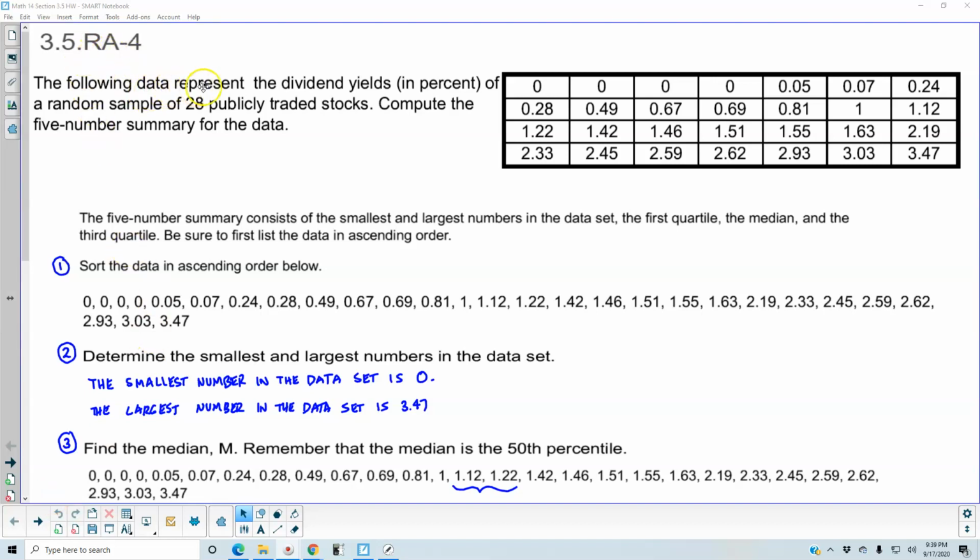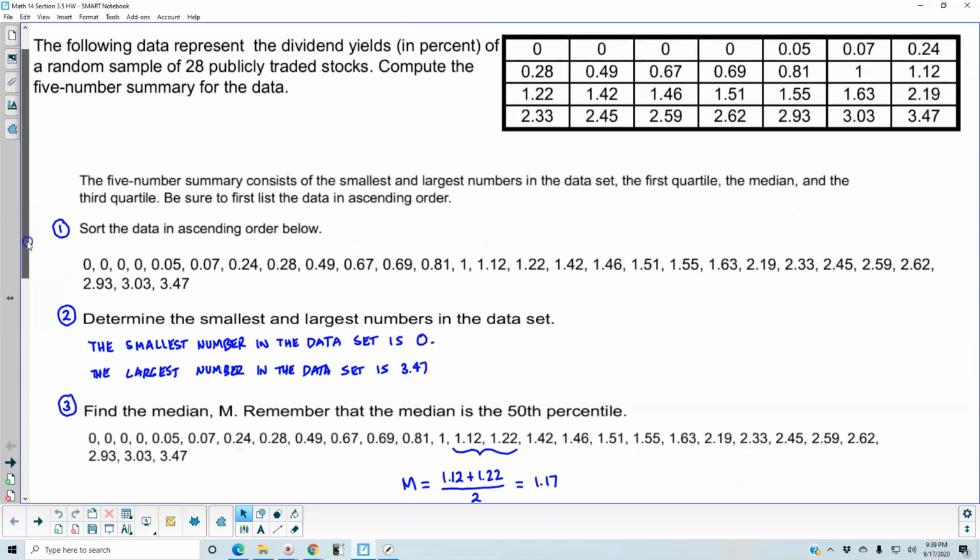3.5.RA-4. The following data to the right represent the dividend yields in percent of a random sample of 28 publicly traded stocks. You want to compute the 5-number summary for the data. Now, the 5-number summary consists of the smallest and largest numbers in the data set, the first quartile, the median, and the third quartile. And be sure to first list the data in ascending order.